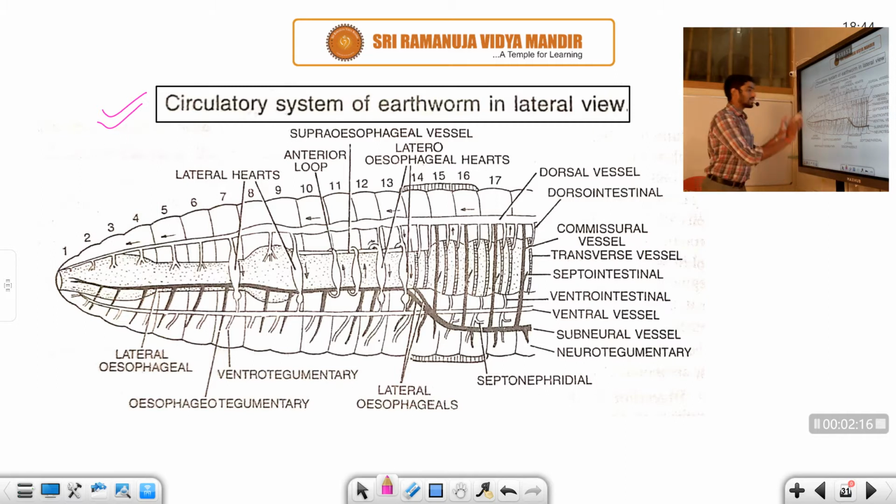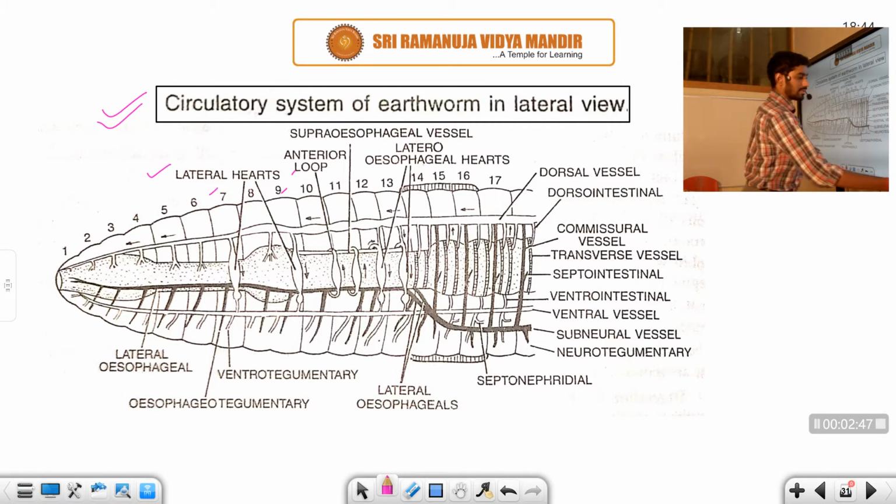First of all, you can see the diagrammatic representation. In this diagram, what you observe first is the lateral hearts. The lateral hearts are present between the 7th segment and the 9th segment. The other thing we can represent there is the loops, which we call the anterior loops. Today we will discuss each and every part, students, with the help of the information. So now let us see the information.